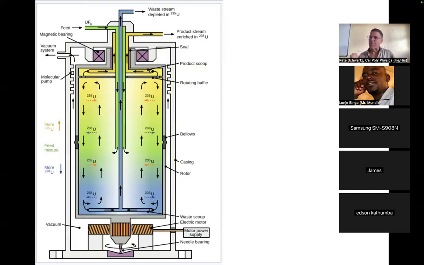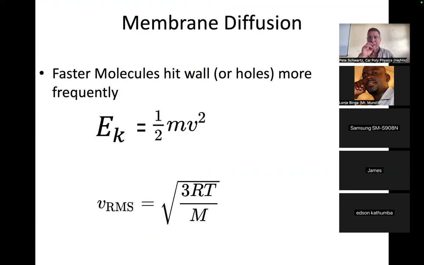Now, there's another way, and that's membrane diffusion. That's the way the United States did it during the Manhattan Project. That's what happened at Oak Ridge, Tennessee, where they purified uranium-235. And what that relies on is the fact that the lighter molecules are going to travel faster.